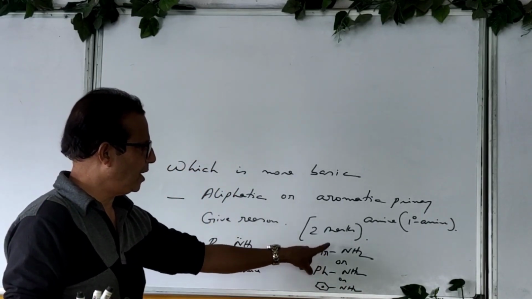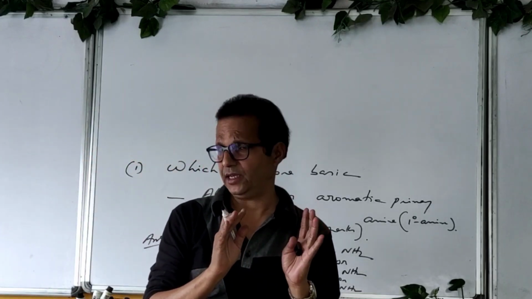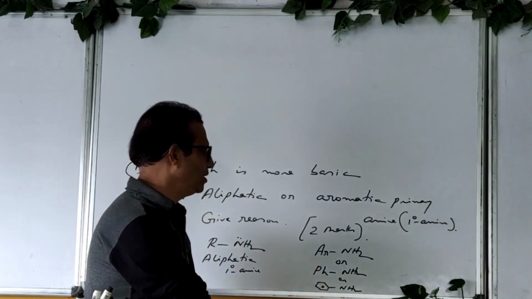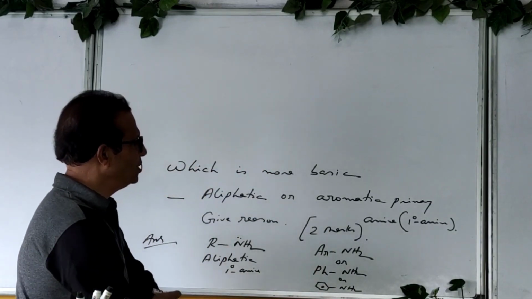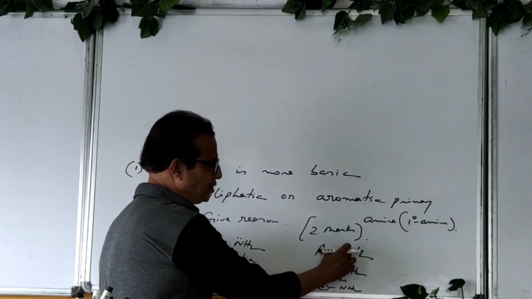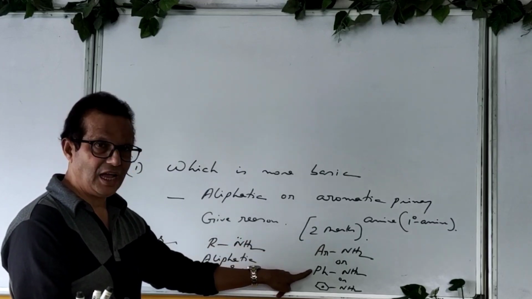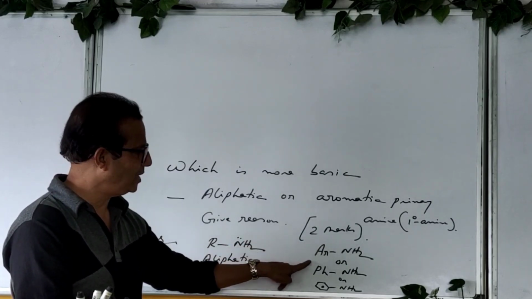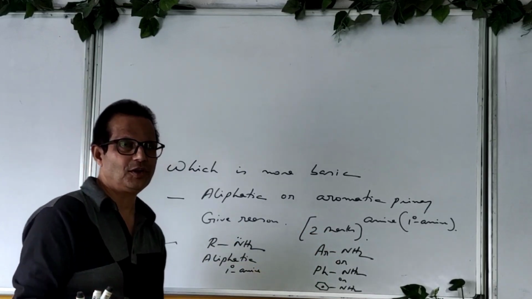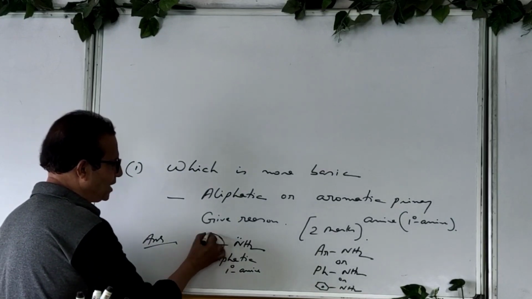Actually, if you consider benzene only, it has the formula C6H6. When benzene is attached to the nitrogen of the NH2 group, it may be called aryl or phenyl. Ar for aryl, phenyl, same thing. So can you tell me which is more basic? Listen now. Any alkyl group, this is an alkyl group, okay?